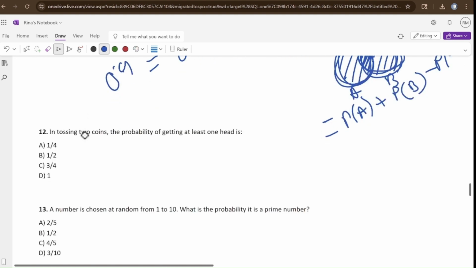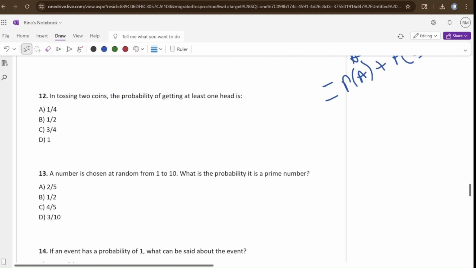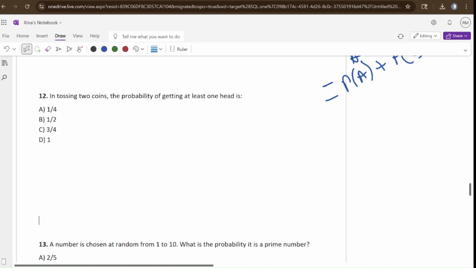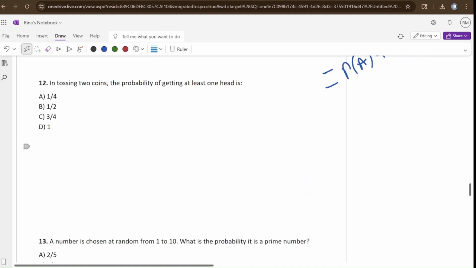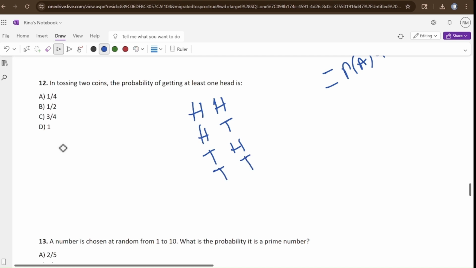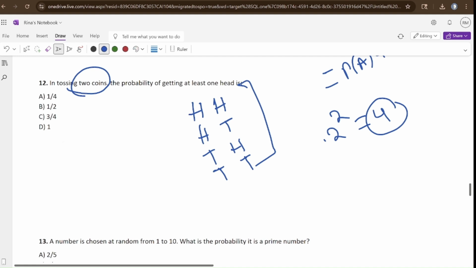Okay. Next question. In tossing 2 coins, the probability of getting at least 1 head. Okay. See, you are tossing 2 coins. So first one may be head. Second one also may be head. First one head. Second one tail. First one tail. Second one head. Now first one tail. Second one is also tail. I have also told you, you are tossing 2 coins and each of them can either be head or tail. So outcome is 2 times and you are tossing 2 times. So 2 to the power 2 will be total outcome. That is what is here. So 4. Now my favorable outcome.